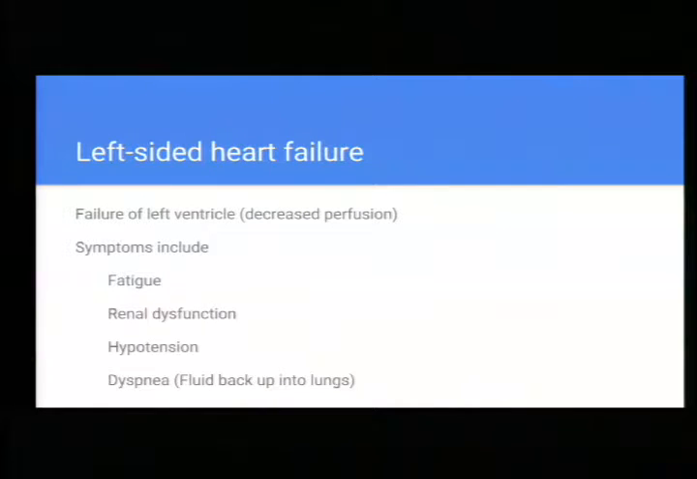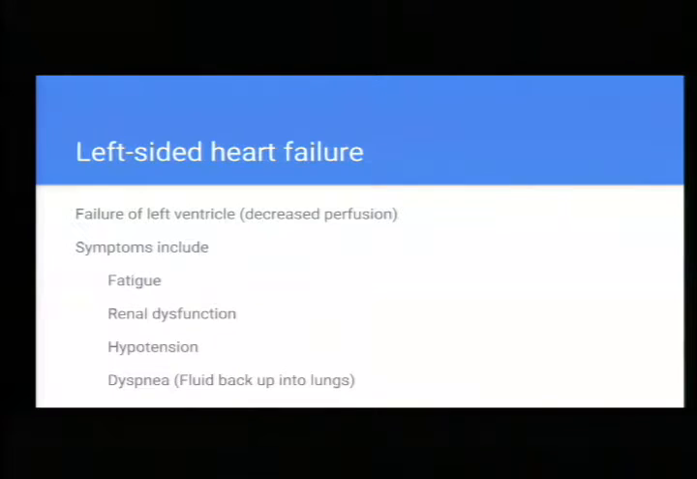So left versus right is one of the biggest things you're looking at in the field: is this left-sided heart failure, is this right, or is it both? In reality, it's almost always going to be both. But left-sided heart failure is a failure of your left ventricle, so you'd get decreased perfusion. That means the left side of the heart is not pumping out to the rest of the body.